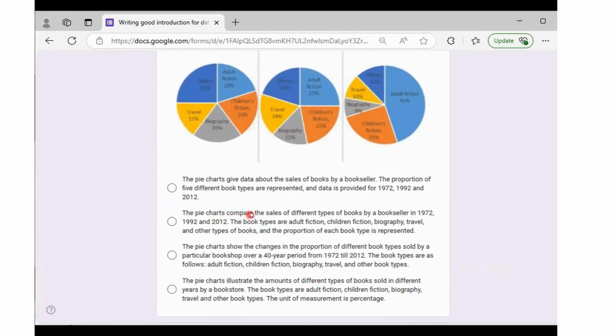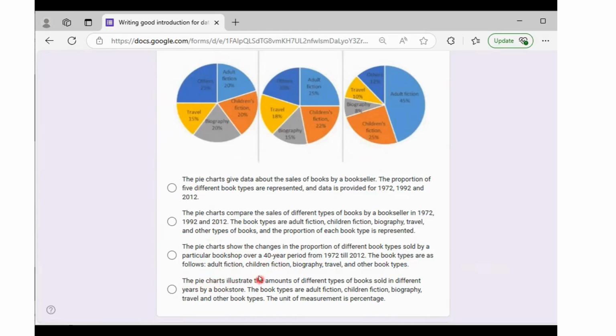Number 2, the pie charts compare the sales of different types of books by bookseller in 1972, 1992, and 2012. The book types are adult fiction, and the proportion of each book type is represented. This number 2 also looks okay. The pie charts show the changes in the proportion of different book types sold by a particular bookshop over a 40-year period from 1970 to 2012. The book types are as follows. Number 3 looks okay too.